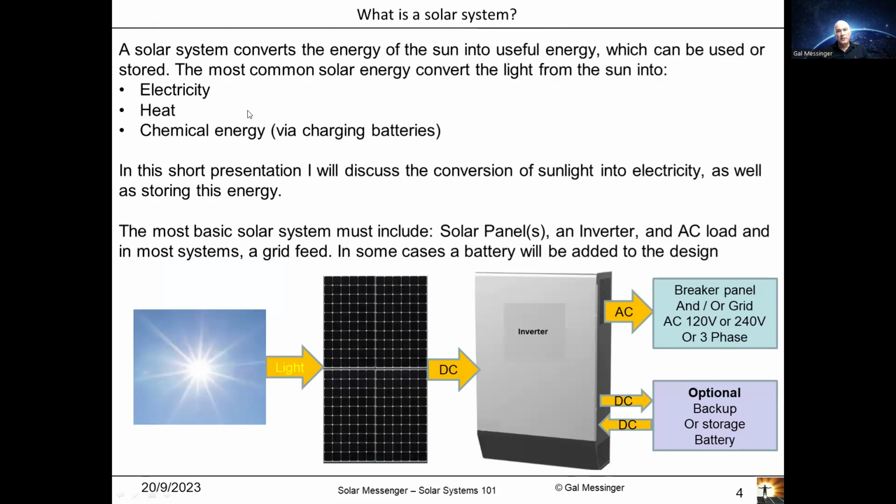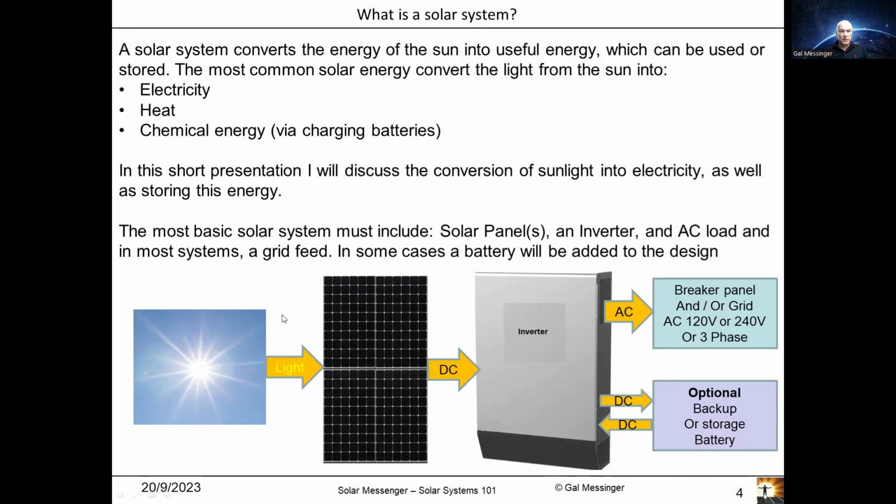So the idea is that you can use this energy directly or indirectly. By creating electricity, you're converting it. By creating heat, you can charge what we call a heat battery, which is maybe your boiler, and use the chemical energy in batteries as well for later use.